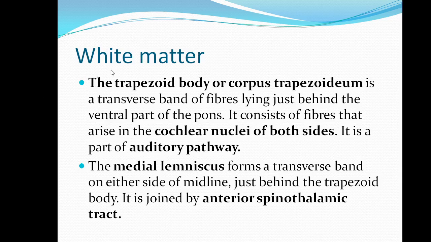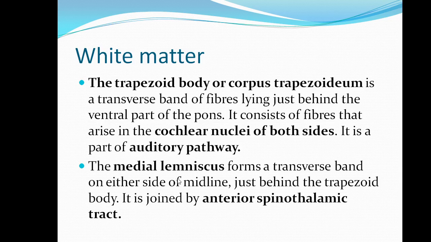White matter. The trapezoid body, or the corpus trapezoideum, is a transverse band of fibers lying just behind the ventral part of the pons. It consists of fibers that arise in the cochlear nuclei of both sides. It is a part of the auditory pathway.